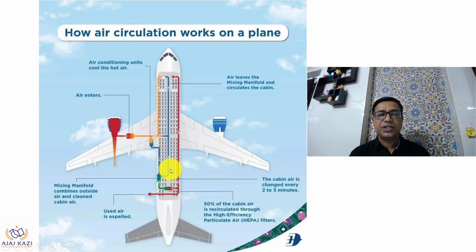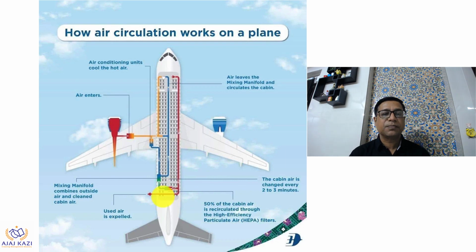So this is the blue line, which is the conditioned air. This is the return line which comes from the cabin. You can see the arrow, the red ones. Part of the return air is taken back for recirculation. So you can see the cabin air is changed every 2 to 3 minutes, and 50% of the air is recirculated through a high efficiency HEPA filter. So these are the HEPA filters from which the air is circulated. The balance air gets exhausted. So the air which we breathe inside is mostly circulated through the HEPA filters, and this is how it works.